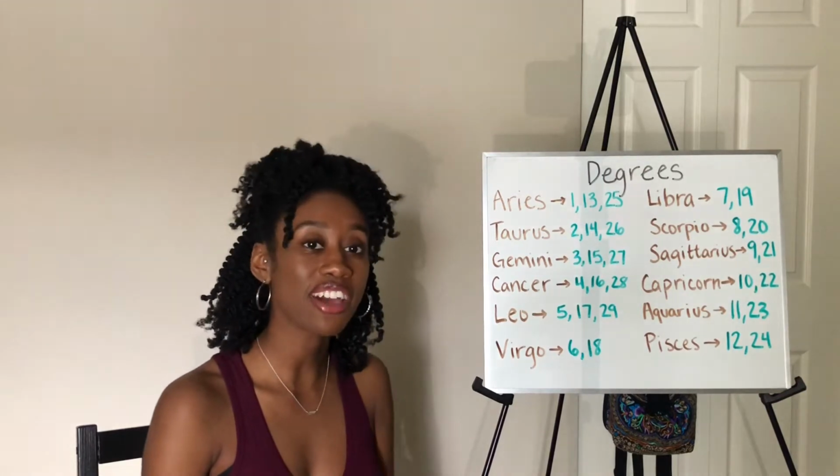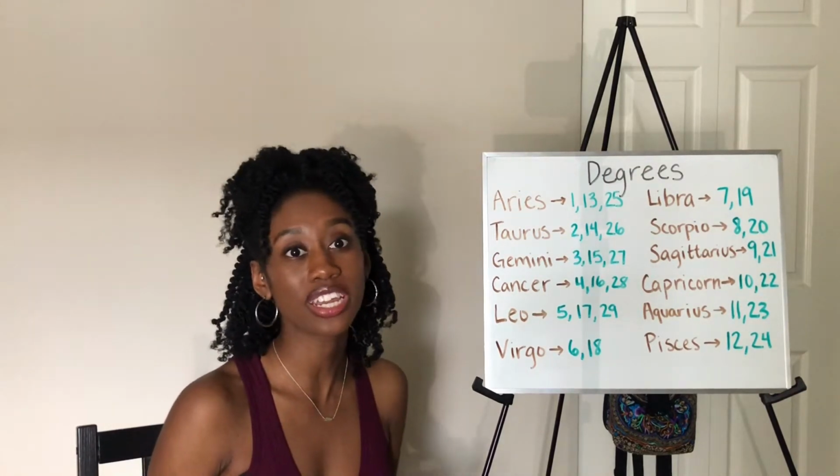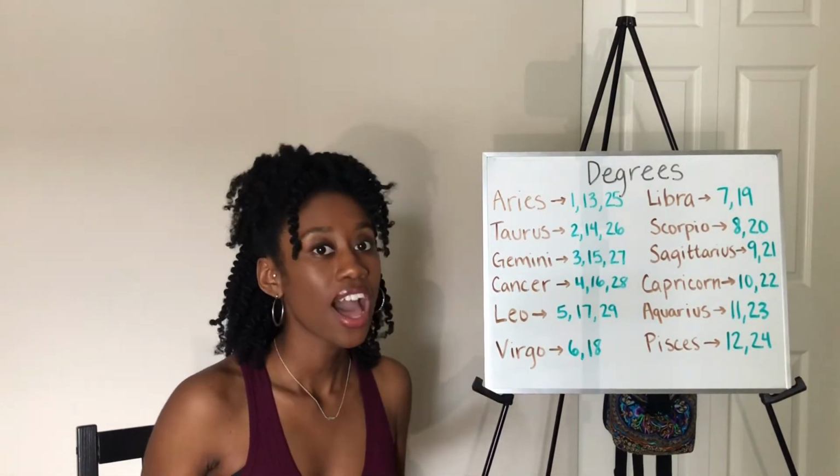Today we're going to be talking about the degree theory in astrology. The degree theory is the theory that every degree is associated with a sign. So if you watched my video on why some people do not act like their sign, I talk about the decans that are within each degree in a birth chart.